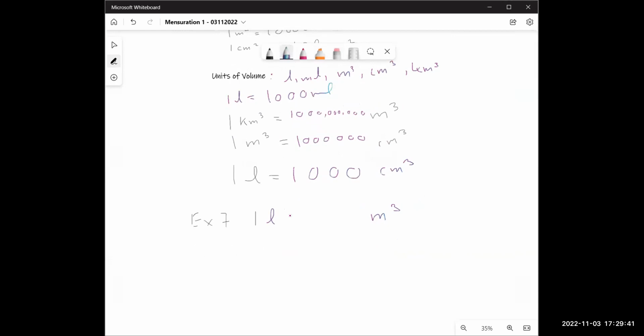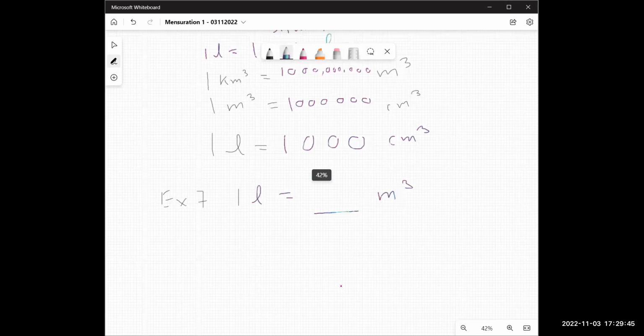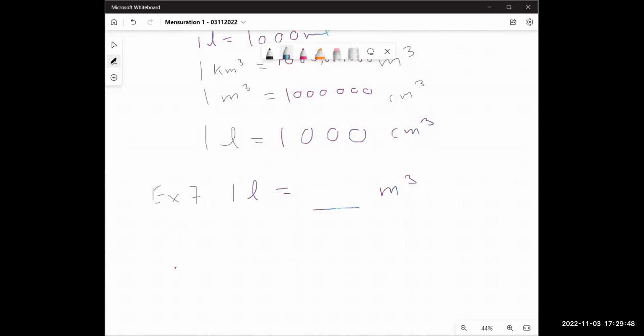1 liter is equal to how many meter cube? Let's try doing it, actually. Let's first go from liter to cm cube.